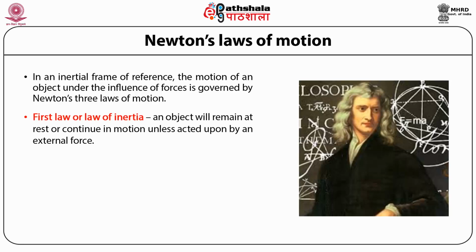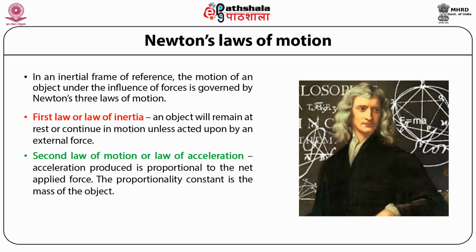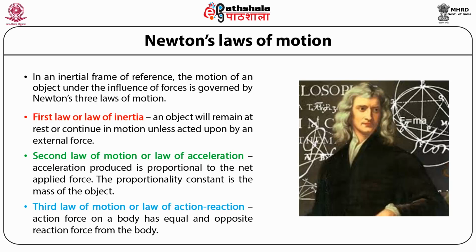The first law, which is the law of inertia, says that an object will remain at rest or continue in motion unless acted upon by an external force. The second law, or the law of motion, states that acceleration produced by an externally applied force is proportional to the net applied force, and the proportionality constant is the mass of the object. The third law of motion, or the law of action reaction, states that every action force on a body has an equal and opposite reaction force from the body.